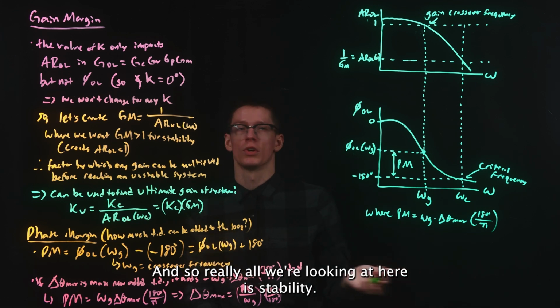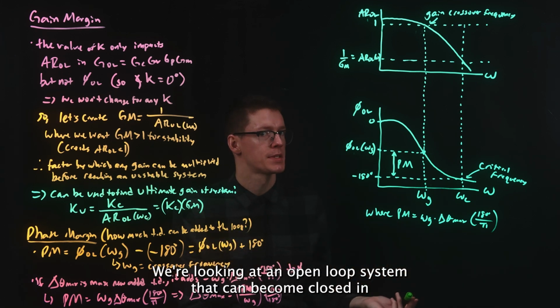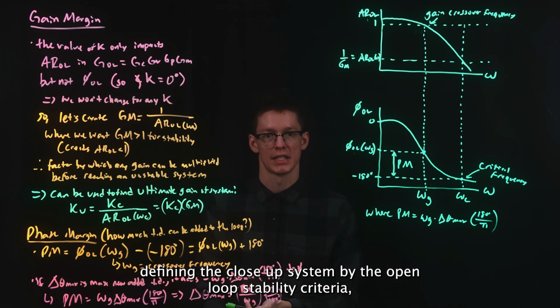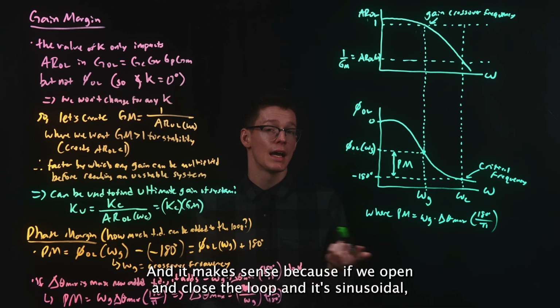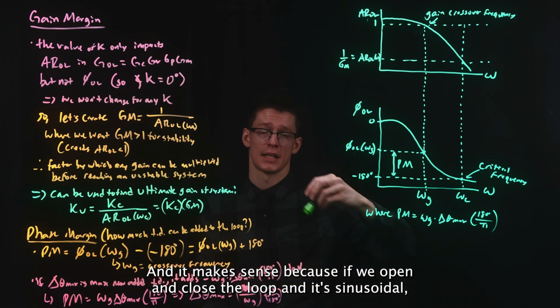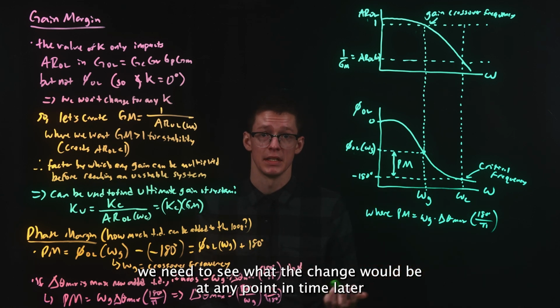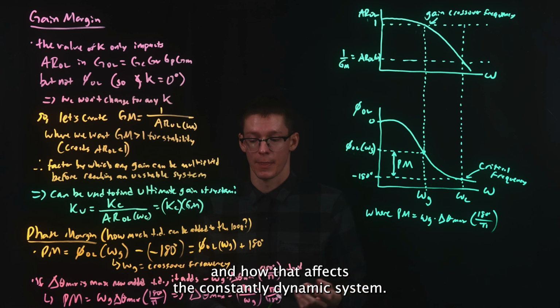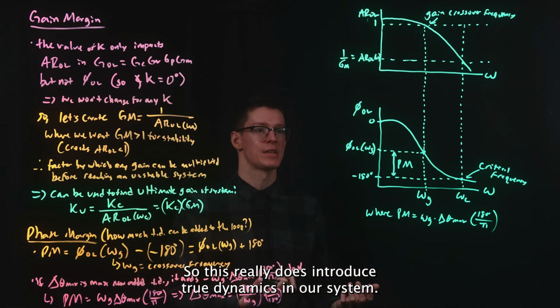And so really all we're looking at here is stability. We're looking at an open loop system that could become closed, and defining the closed loop system by the open loop stability criteria, because that's a little more challenging. That makes sense, because if we open and close a loop and it's sinusoidal, we need to see what the change would be at any point in time later, and how that affects the constantly dynamic system. So this really does introduce true dynamics in our system.